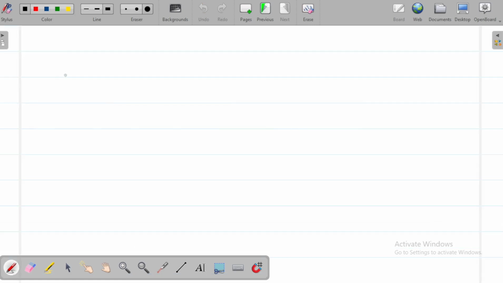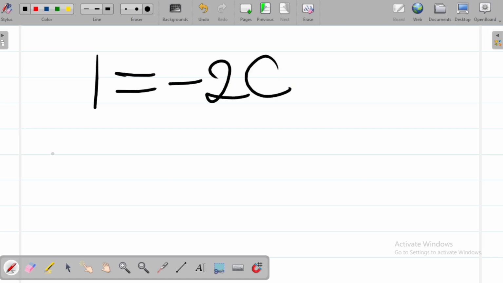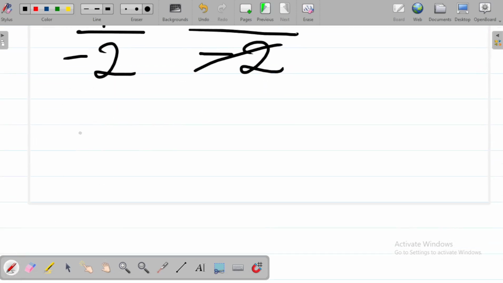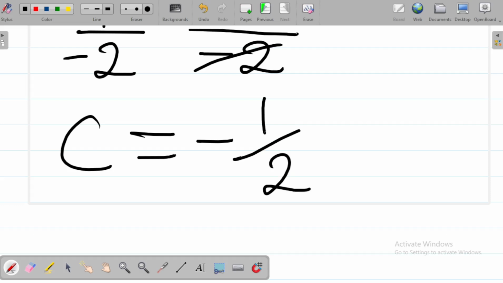From equation 2, we have that 1 is equal to negative 2c. So to make c the subject of the formula, simply divide both sides by negative 2. So we have 1 divided by negative 2, and then negative 2c divided by negative 2. So this cancels this. So therefore, c is equal to negative 1 all over 2. So this is the value of c.